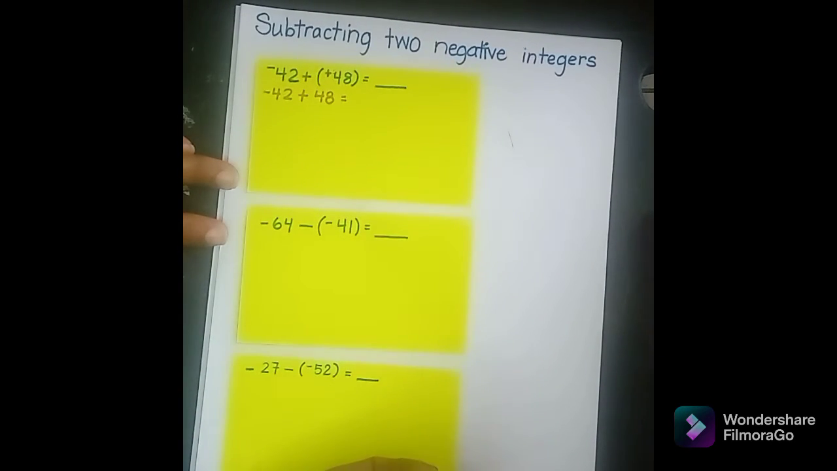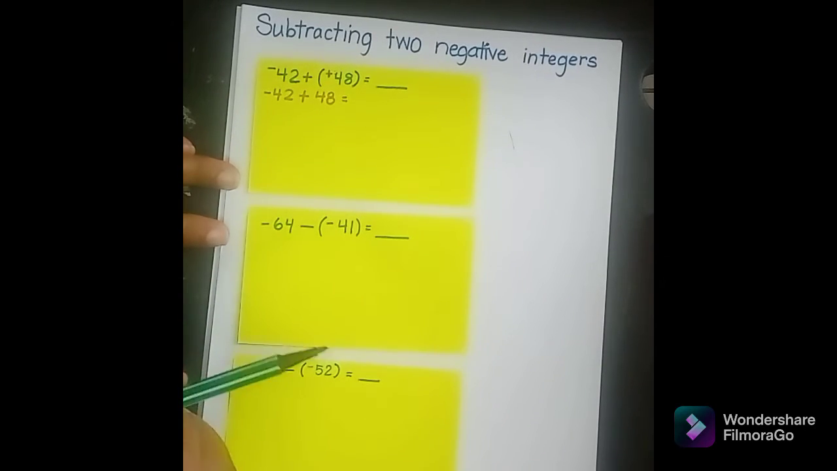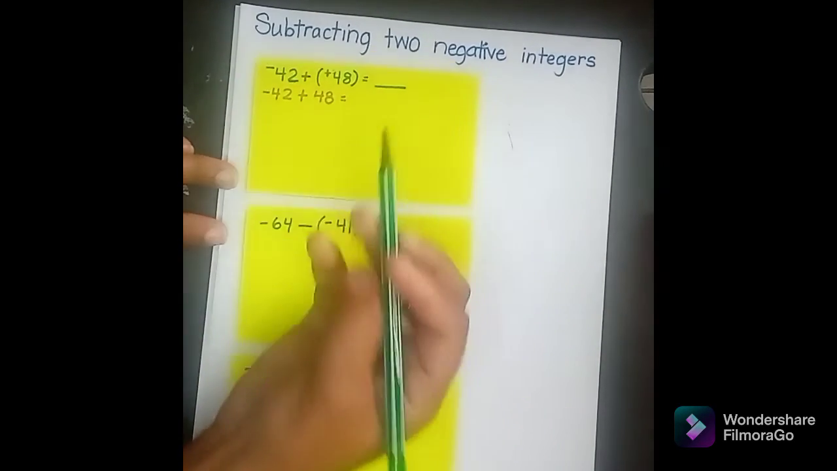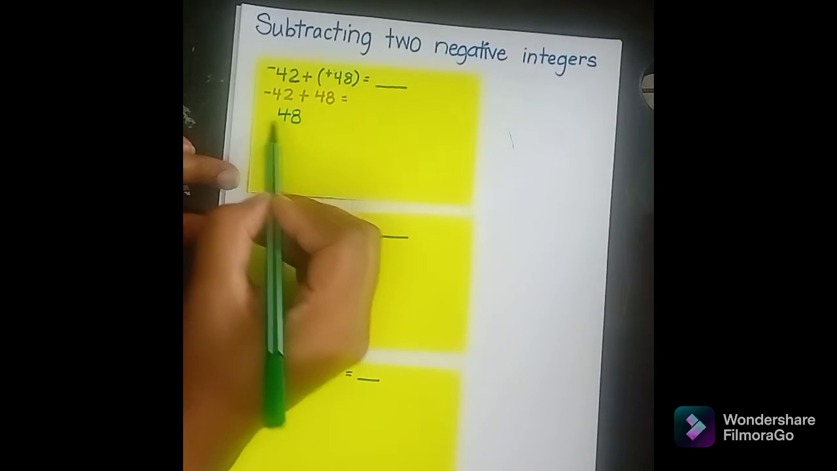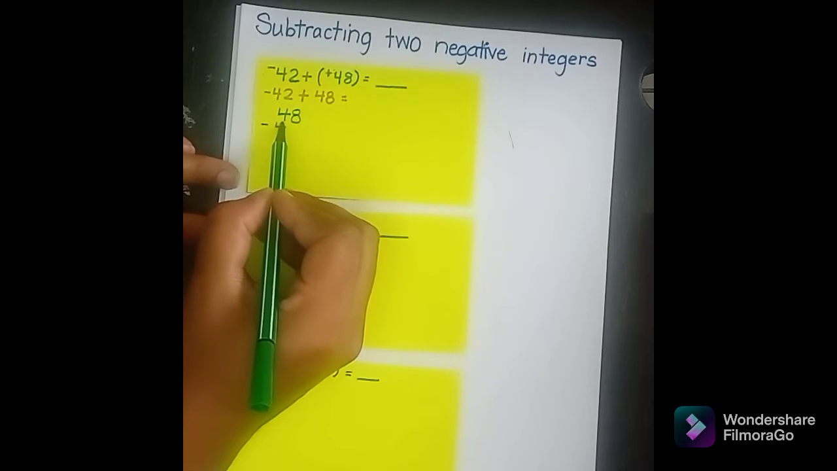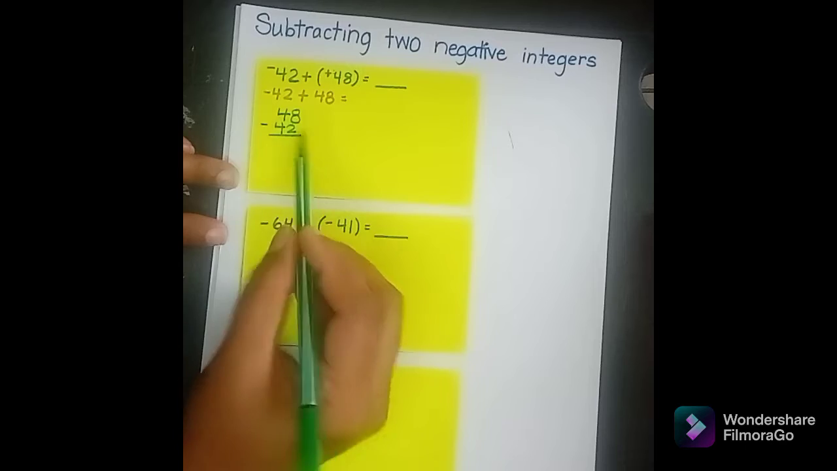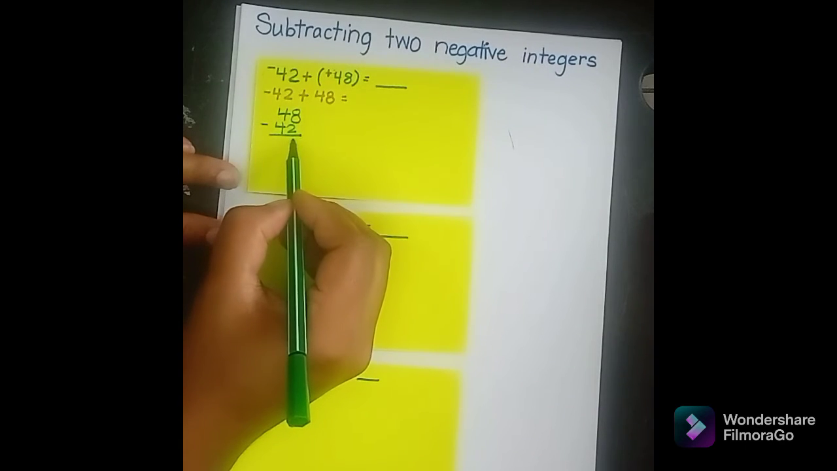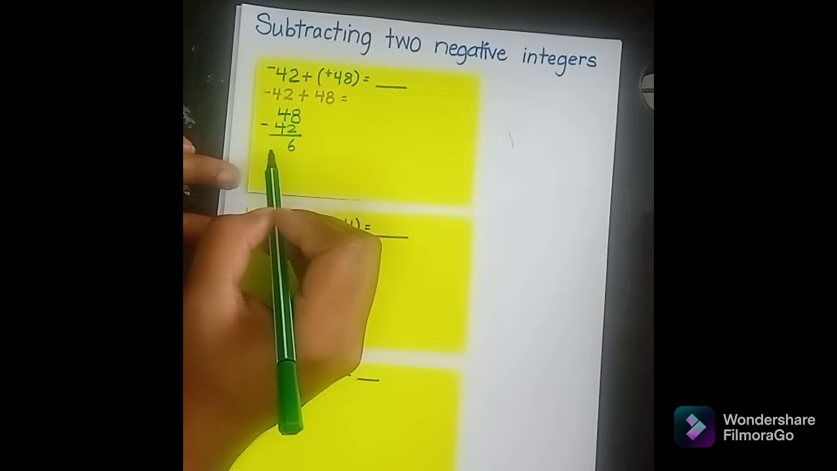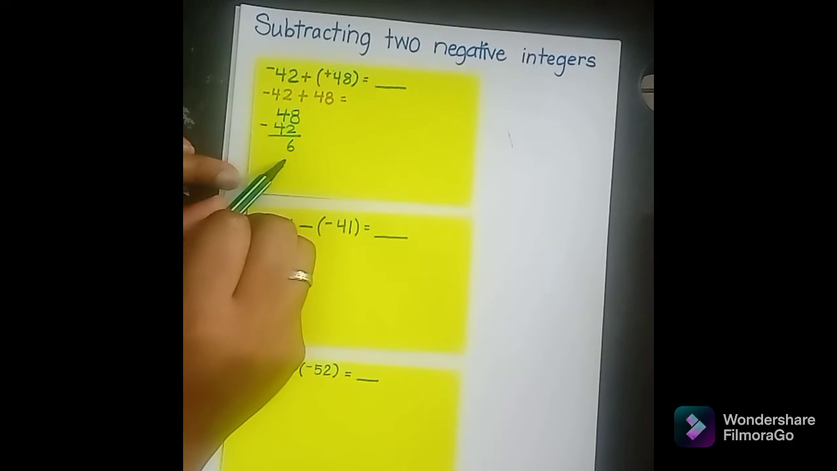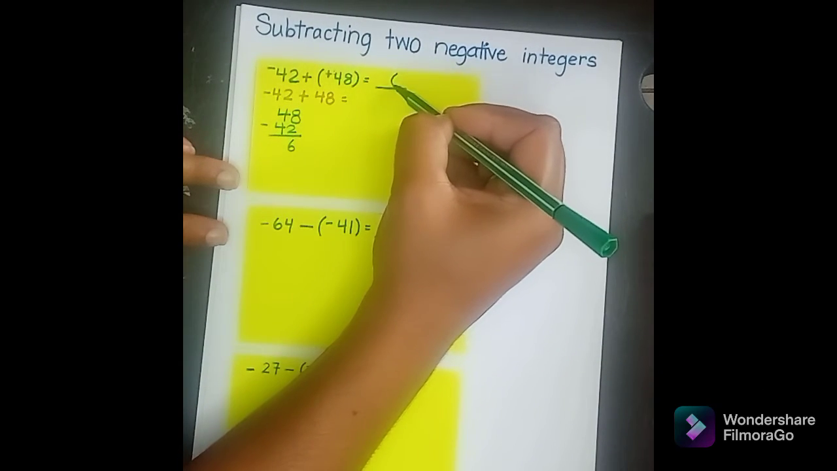48. So we're going to put that number at the top. Remember, 42 can't take away 48. We have to put the bigger number at the top. So we're going to use 48 minus 42. And then we're going to subtract, right? 8 minus 2 is 6. 4 minus 4 is 0. But we don't put zeros in front of numbers, so we're just going to leave it as that. So we're going to put our 6 here.